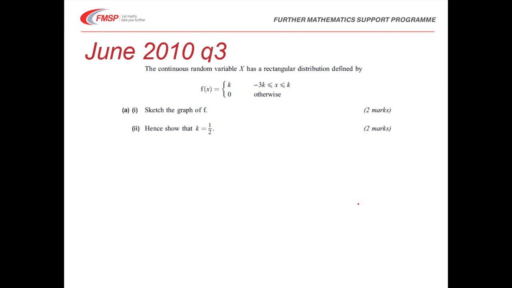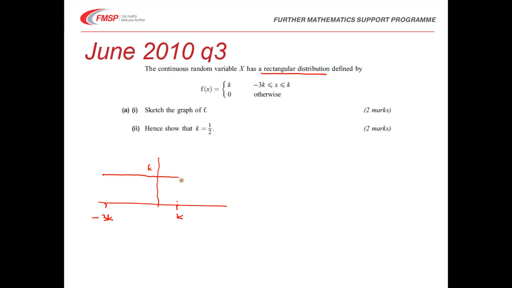Okay, so June 2010 question 3. We've got a continuous random variable. Now it's got a rectangular distribution, and it's asking you to sketch. Now if it didn't, you should do this anyway. Okay, so what do we have? Well, we're going from −k to 3k, and it's got a value of k throughout. So your distribution should look something like this.